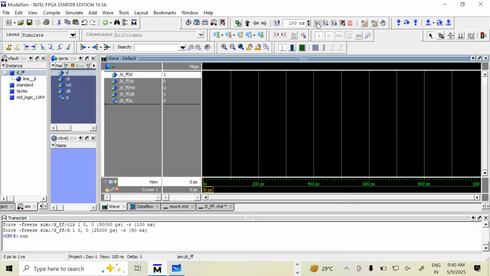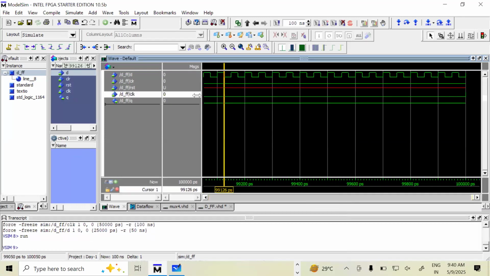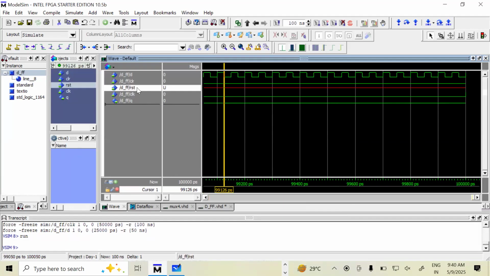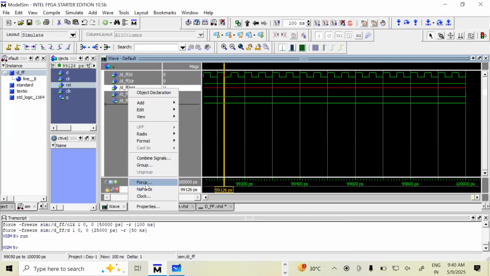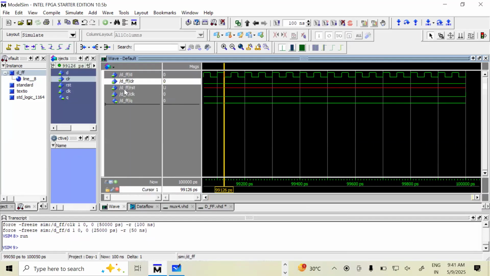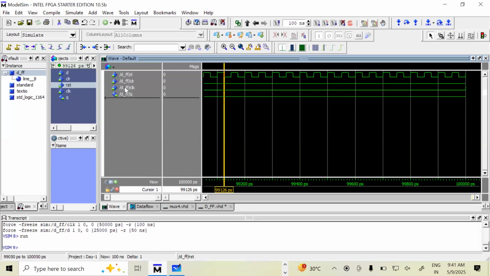Now let us see the output. See, I have not taken RST. RST is uninitialized. It has not been used in the program. So either remove this part or you have to end the simulation. Then you have to compile it again and simulate it. To remove any of the content here, just select that and delete it.